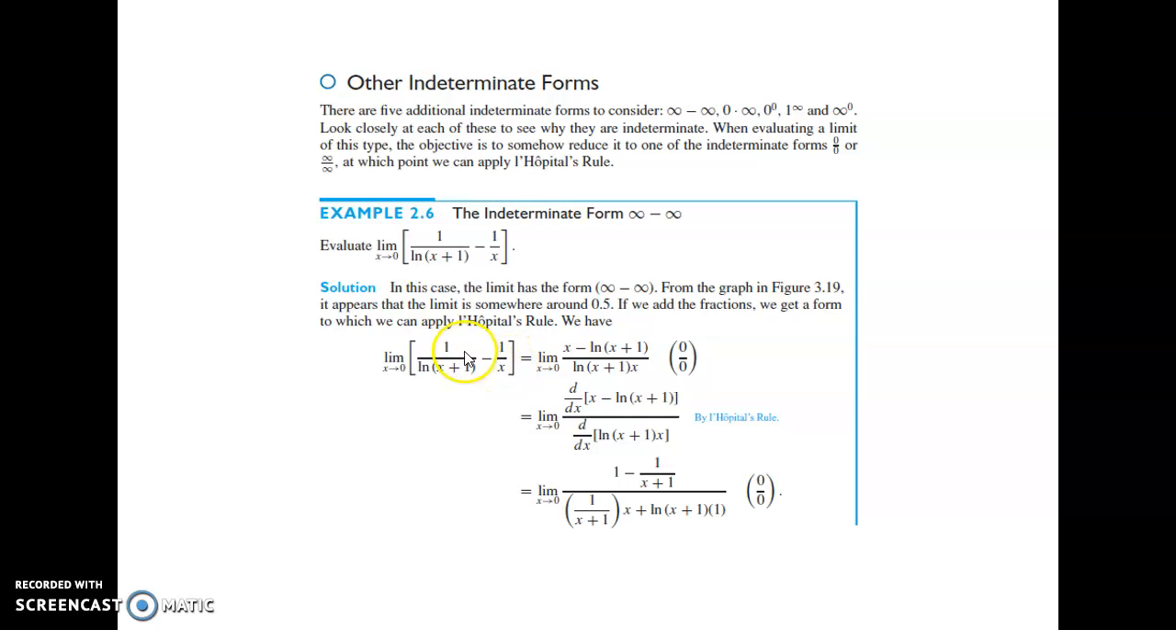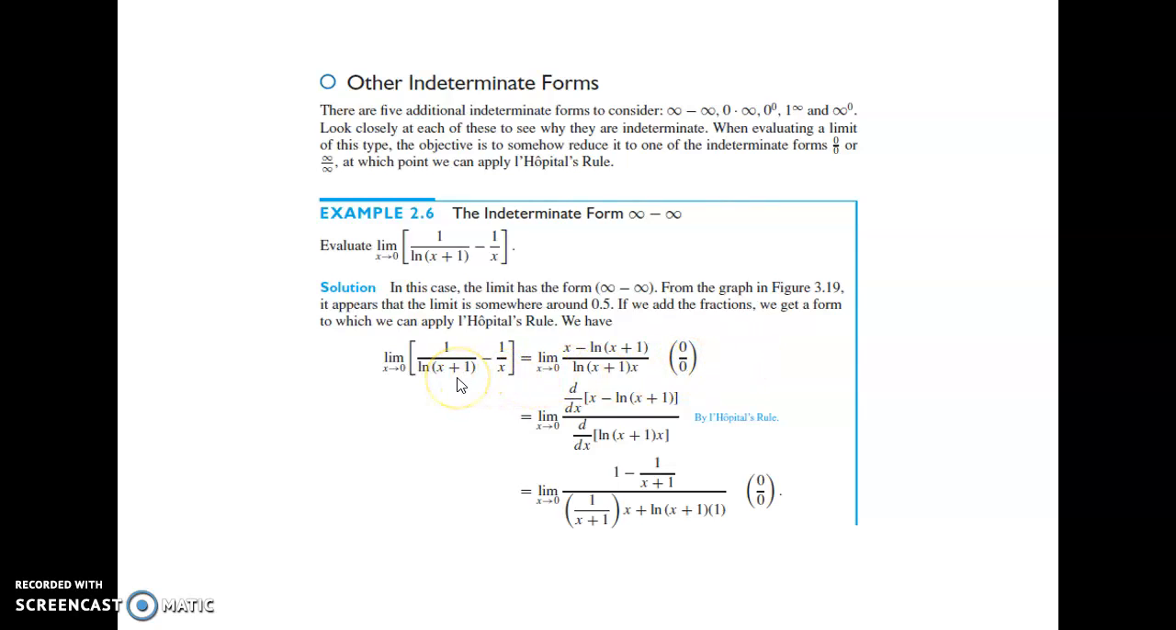First, I will cross multiply. That means I just subtract these two. So cross multiplying these two, we have this. Now I put x is equal to 0. When I do this, I get 0 by 0. Now I will use the L'Hopital's rule.